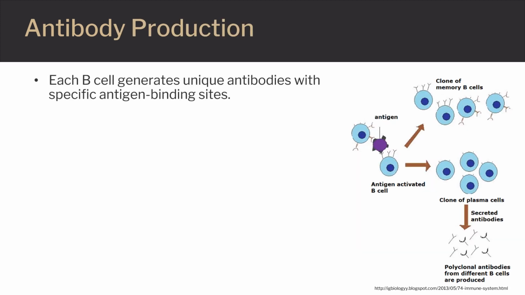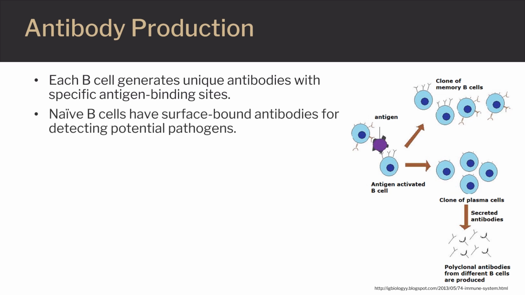Each B cell produces its own set of antibodies with unique antigen-specific binding sites. Initially, naive B cells produce antibodies that remain bound to the cellular surface so that their exposed antigen binding sites can detect potential pathogens, toxins, and foreign material. This surface-bound form of an antibody is known as immunoglobulin.